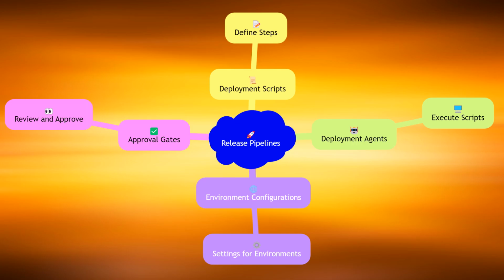Deployment scripts define the steps to deploy the application. Deployment agents are machines that execute the deployment scripts. Environment configurations specify the settings for each deployment environment. Approval gates ensure that releases are reviewed and approved before progressing to the next stage.